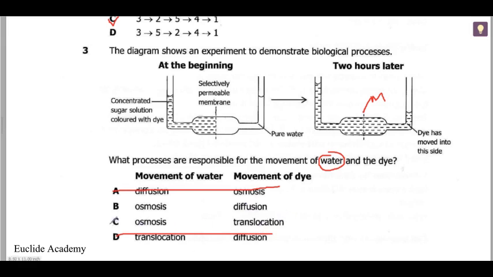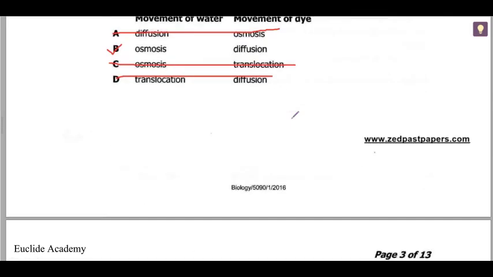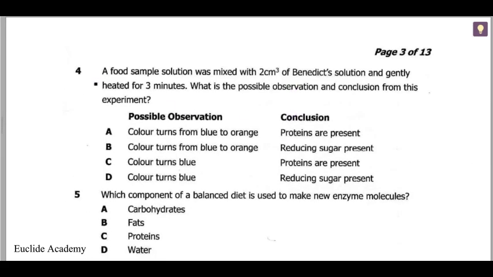So this is not translocation, which is the movement of manufactured food in a plant. The dye didn't move by translocation, but rather by diffusion. Now the movement of the particulate substance, the dye, is by diffusion. The movement of water is osmosis. So B is the correct answer. Right, let's jump to question number 4.